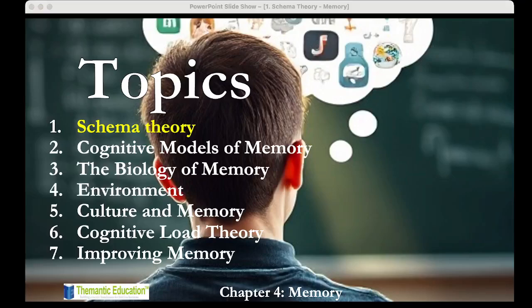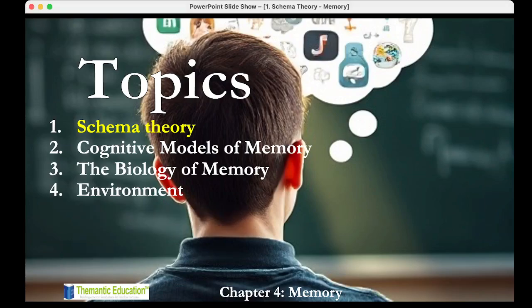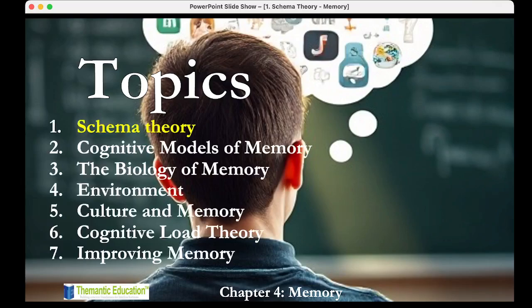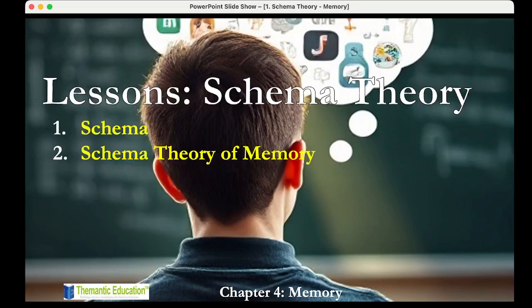Now we're getting into schema theory, and I include this list here because I feel like maybe at the start of a class it helps students know where they're going, where they've been. Of course, you can edit these and delete them if you find that a waste of time to start your classes.